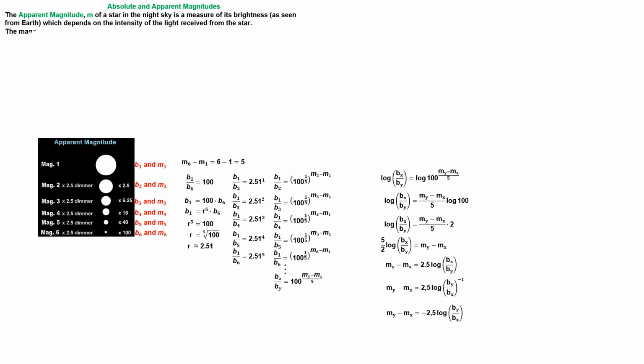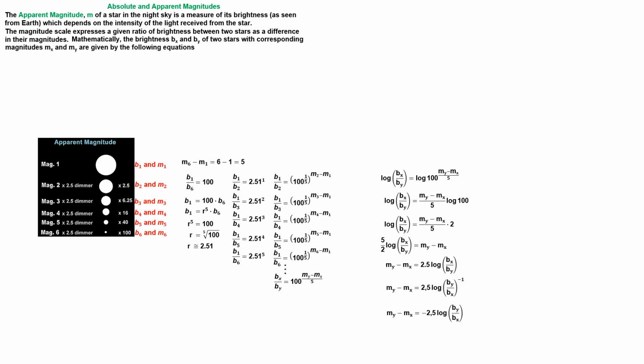The magnitude scale expresses a given ratio of brightness between two stars as a difference in their magnitudes. Mathematically, the brightness bx and by of two stars with corresponding magnitudes mx and my are given by the following equations.